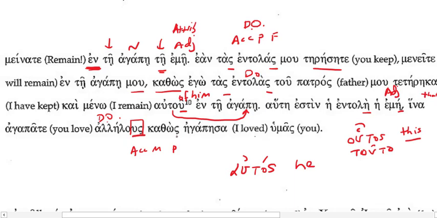Kathōs, as or just as. Ēgapēsa humas, just as I have loved you, or just as I loved you. Okay? All right. It uses in the first sentence tē agapē tē emē, and then the second one, tē agapē mou. They end up meaning the same thing.